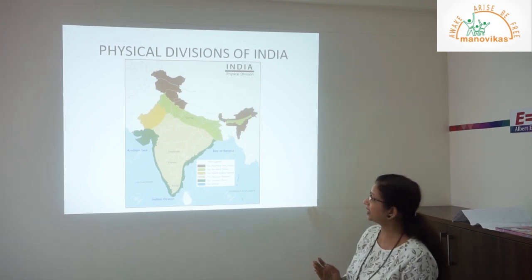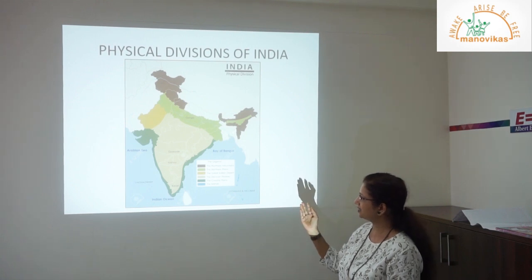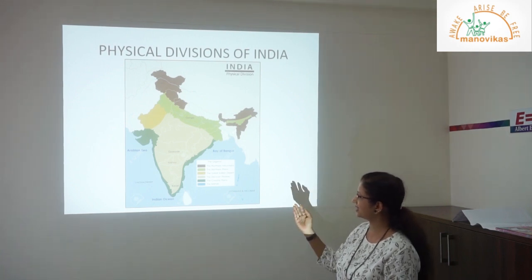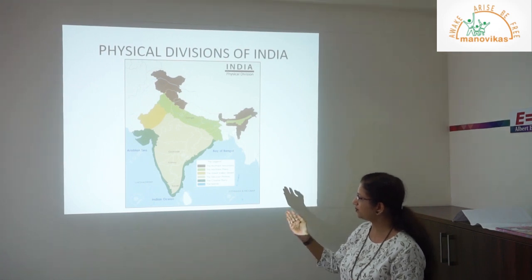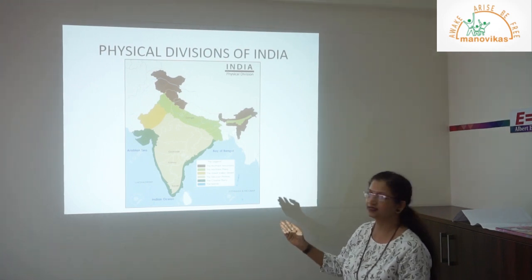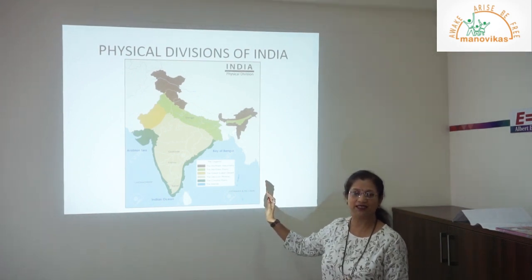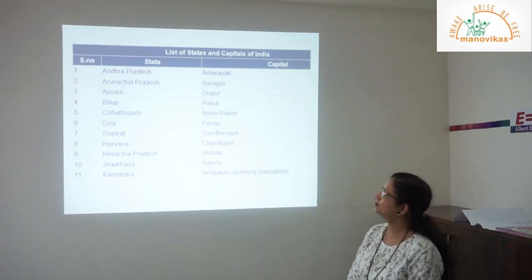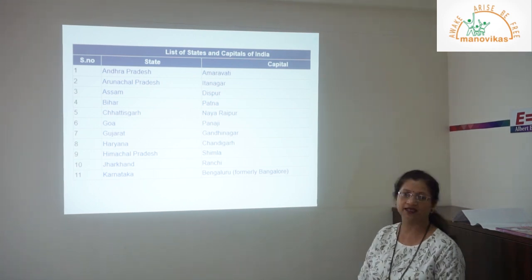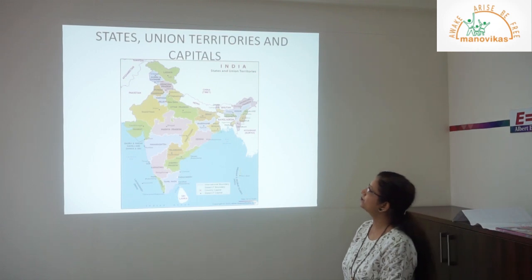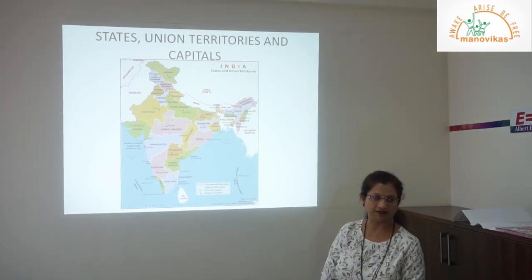So I will repeat them again. The northern mountains, the northern plains, the Great Indian Desert, the Deccan Plateau, the coastal plains and the islands. Is this clear? I think it should be clear by now. Next we come to the states and capitals of India. Now in this map you can see the states and capitals of India.